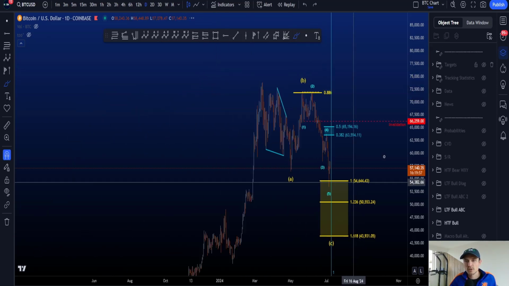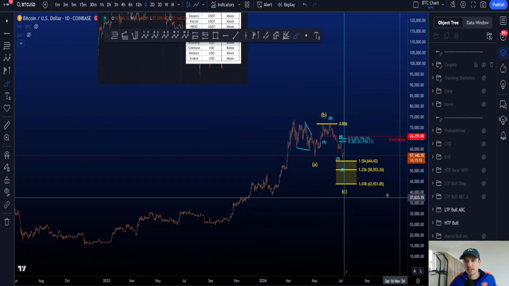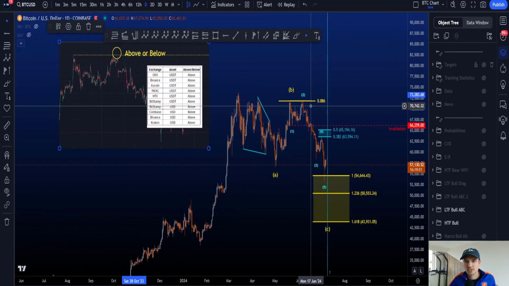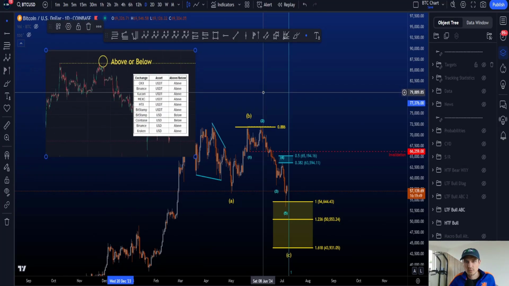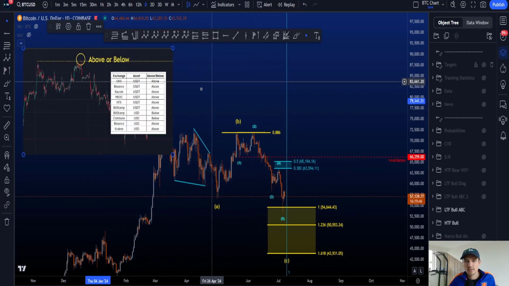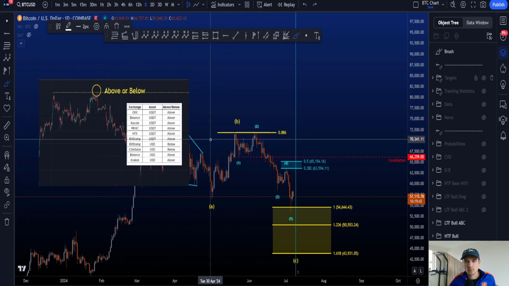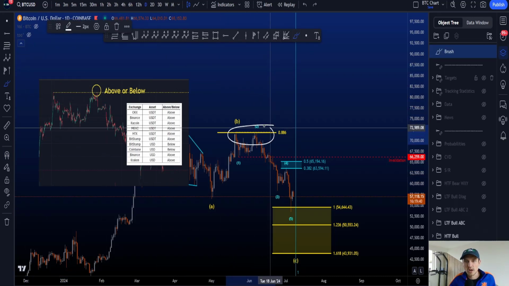However, I want to talk about the impulse to the downside that you see in blue with the help of something that GZ had posted in Discord. So GZ, a great Elliott wave counter himself, posted this picture here in the Discord group, which is all about the 2 highs that we have here.